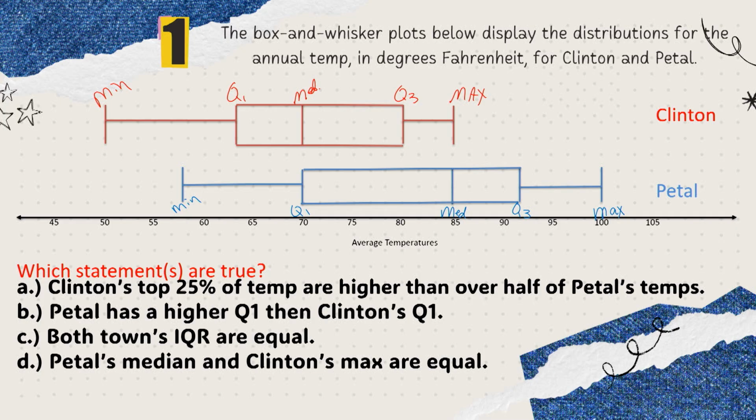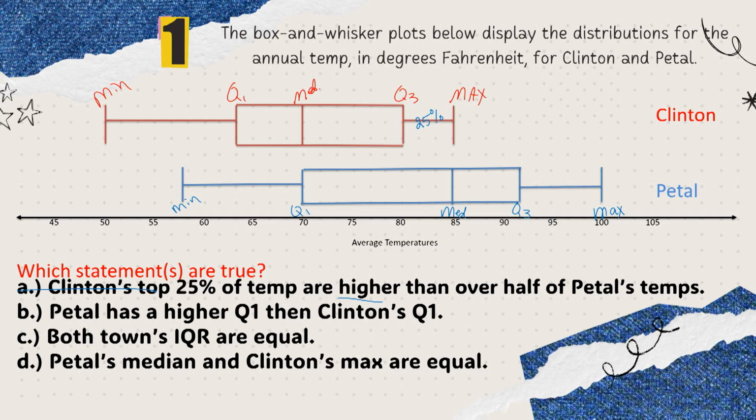All right, now that you and your table partner have looked at this, let's see what we can come up with. It says Clinton's top 25% temperatures are higher than over half. So here is Clinton's top 25%, and it's saying it's higher than over half? Absolutely not. It's actually lower than 50% of Petal's data. So I know this is not the answer.